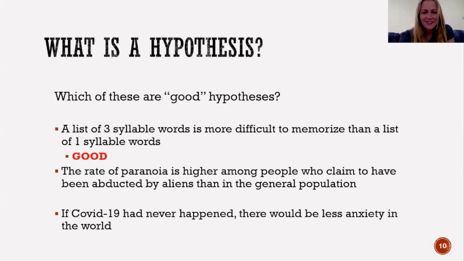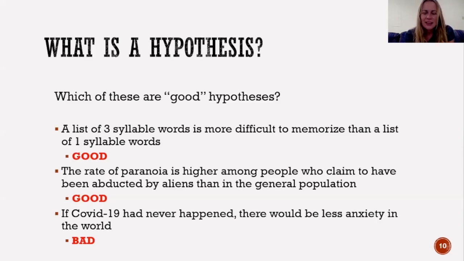All right, let's see. The answer is the last one's the bad hypothesis. The first 2 are logical, testable, refutable, and written as a positive statement. Some of you maybe weren't sure about that second one, but I think it is still possible to find a group of people who say that they were abducted by aliens and test their paranoia and compare it to the general population. That last one is not a good hypothesis because it's not possible to go back in time and imagine a world if COVID had never happened. So this one is just not great because it's not testable.